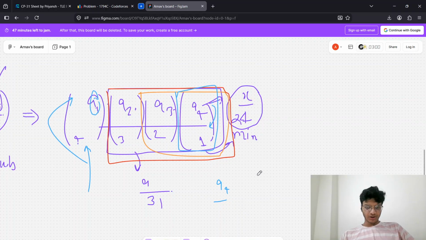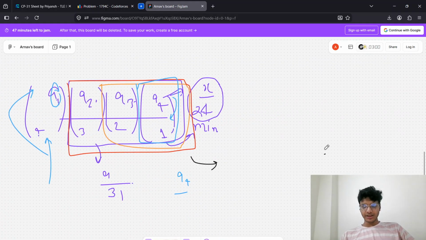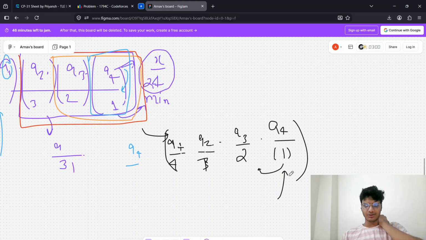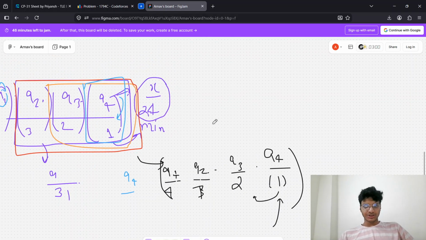So what we got is a4, the maximum value, will be divided by the minimum value, that is 1, and its previous value will be divided by the value greater than that, that is 2, and then a2 will be divided by 3, and then a4 will be divided by the maximum. Now, from here we got that the maximum value will be divided by the minimum value. So we get two things: maximum value divided by the minimum value, and we always take the maximum value subsequence in our subsequence.